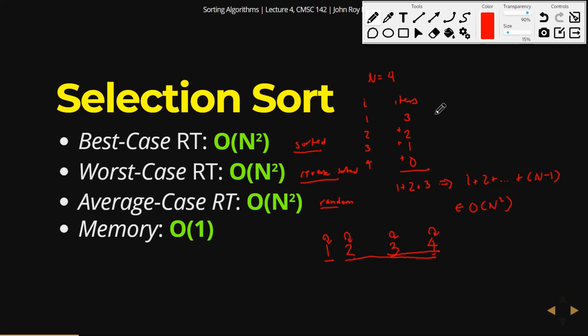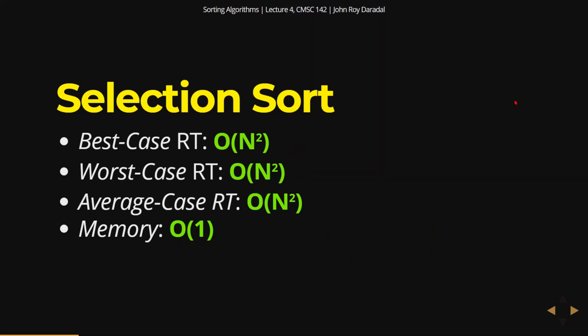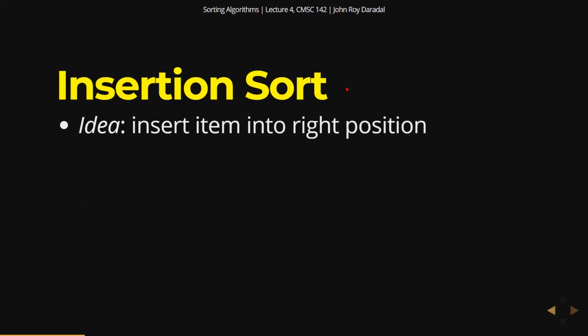So it's still n squared ang running time niya. Okay? And then the memory is O of 1 because there's no extra memory needed. Okay? So that is selection sort. It's very naive. Okay. So let's now go to the second one, which is insertion sort.